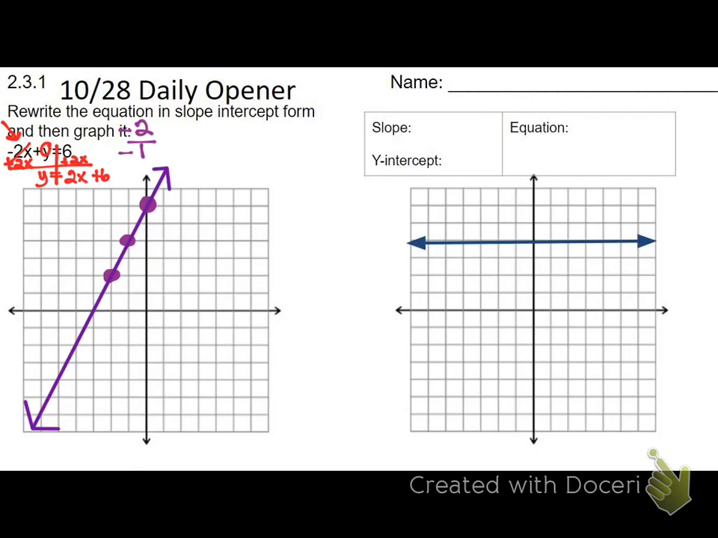Let's look at this next one. So this next one, we're looking for the slope. We're looking for the y-intercept. And then we're going to write it in slope-intercept form. What is the slope of this line going to be? Yeah, the slope's going to be just straight up, 0 or 0 over 1.